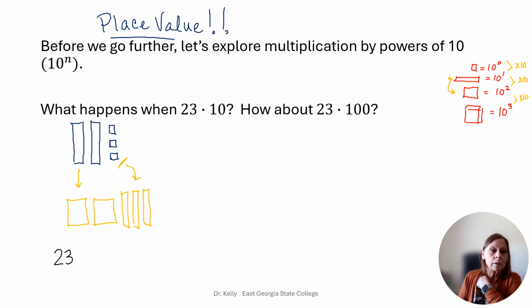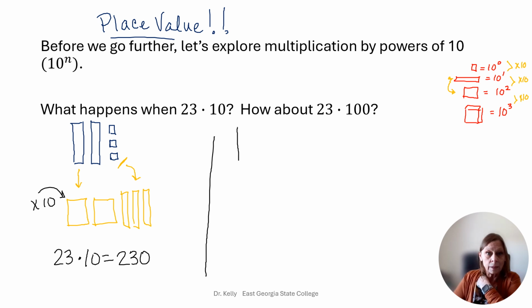Okay, so 23 times 10, according to this, is going to be 230. 2 flats and 3 longs. Now, what happens when we multiply it by 100? Well, when we multiply it by 100, we're going to go 2. So this is times 10. And then let's do it again and multiply it by 100 so you can visually see it.